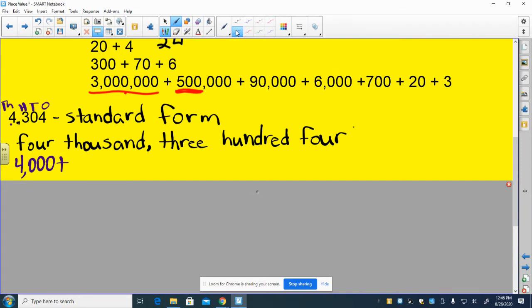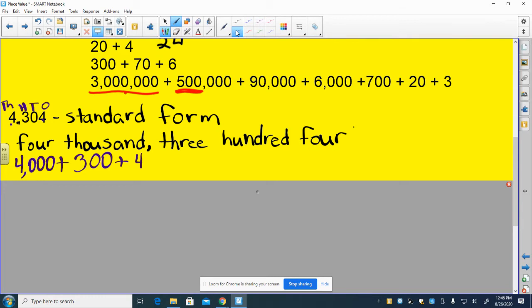Plus, now I have a 3 on 100th Street, 300. I have nothing on 10th Street. I do not need to write plus 0. Plus 0 isn't going to change anything. I'm not going to waste my time writing that. Then I have a 4 on 1 street, plus 4.